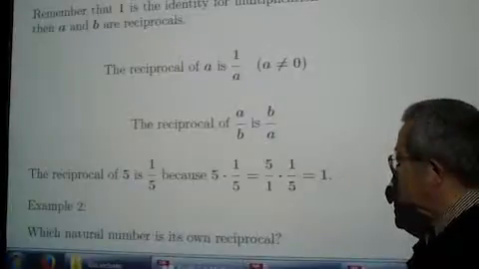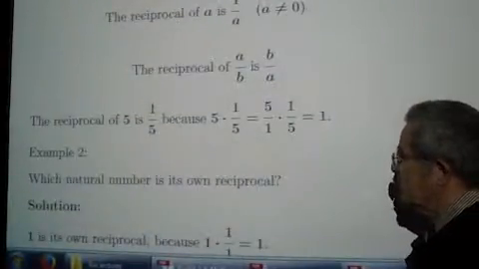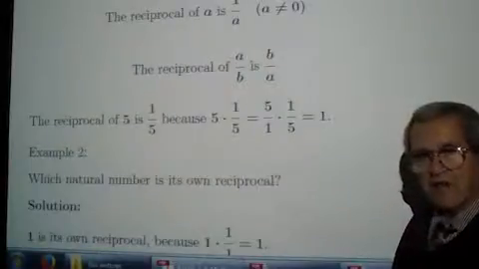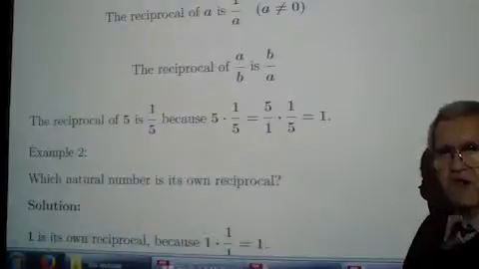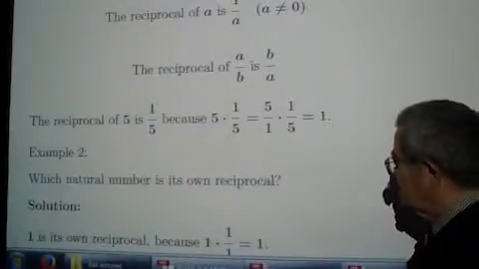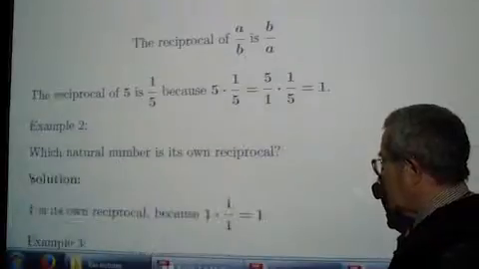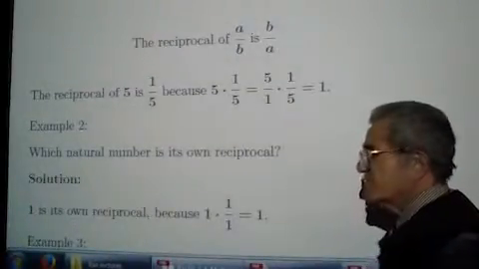Example 2. Which natural number is its own reciprocal? Natural number, what were natural numbers again? 1, 2, 3, 4, and so on. Not including 0, that would be whole numbers. So what's the reciprocal of 1? It's 1 itself. 1 is its own reciprocal.